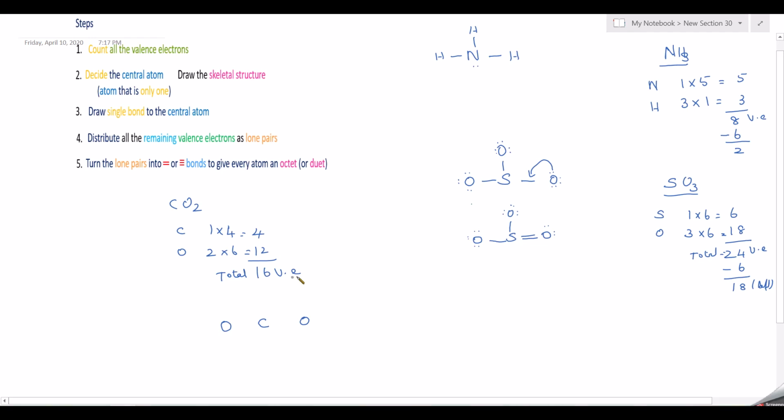Third point, draw the single bond between atoms. So you have to draw like this single bond. Then 2 bonds you are getting, so totally you have 4 electrons. So subtract 4 from the total and you will be getting 12. So the remaining electrons are 12, and these 12 electrons you have to distribute as lone pairs.